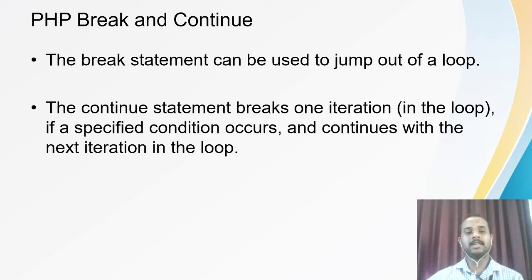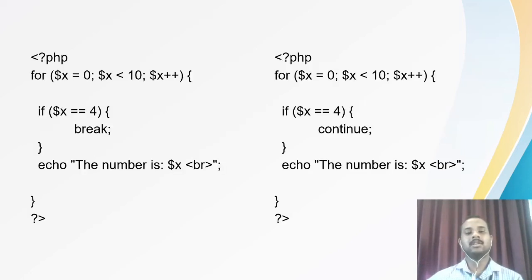PHP break and continue. The break statement can be used to jump out of the loop. Whenever you have the break, it will terminate the immediate execution of the loop and come out of the loop. While the continue statement breaks only one iteration in the loop if the specified condition occurs, and it is going to continue with the next iteration in the loop.